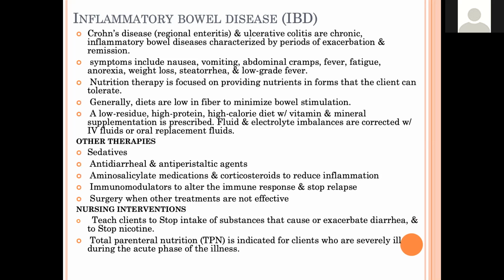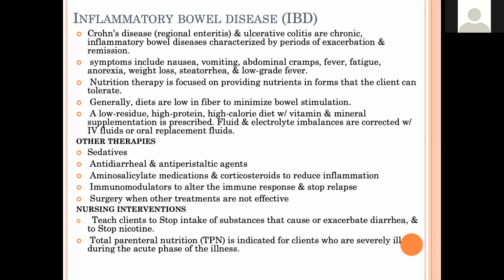So an example of this is Crohn's disease, right? Which sometimes is called regional enteritis. Ulcerative colitis is another type of IBD, all right? And so we see times when this is really bad and times when this will go into remission, right? We see nausea, vomiting, cramps, fever, fatigue, weight loss, and steatorrhea, which is floating stool.